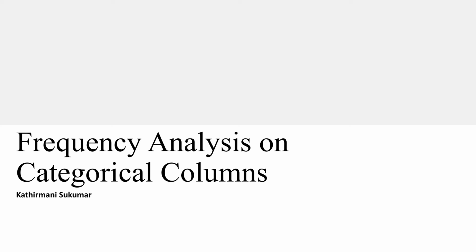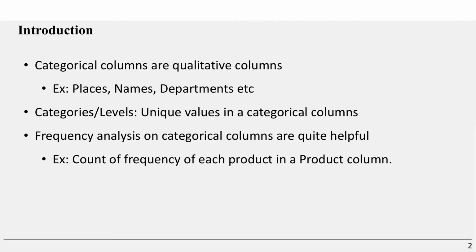In this video, we'll learn how to do visual analysis on a categorical column. Categorical columns are basically qualitative columns. For example, places, names, departments, etc. are typical examples of categorical columns. Unique values in the categorical columns can be called levels or categories. Like if you have a country column, the individual countries are examples of categories or levels.